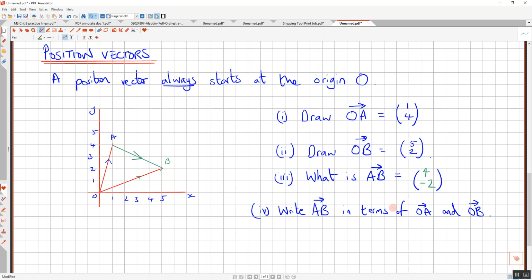Which one? This one and this one? Not quite, because we want to put this one in terms of a formula.